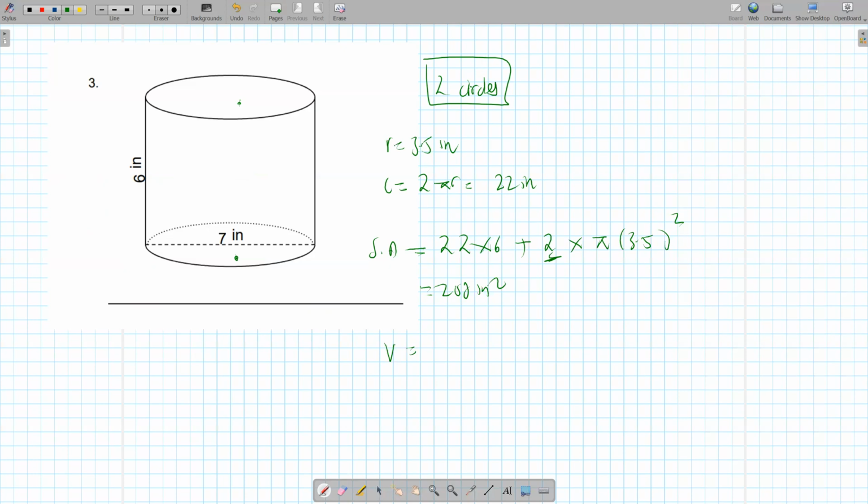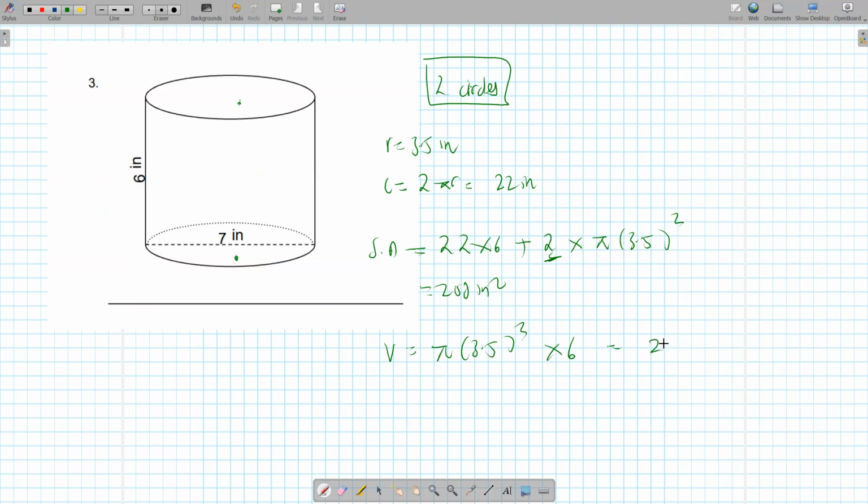So the area of a circle times the height. Yeah, exactly. Actually, we don't need the 2 because we don't have 2 circles anymore. So it's just going to be pi r squared, the area of the circle times the height, like that. And that'll be the volume of this shape.